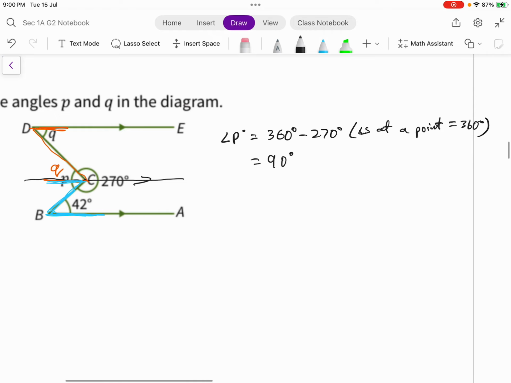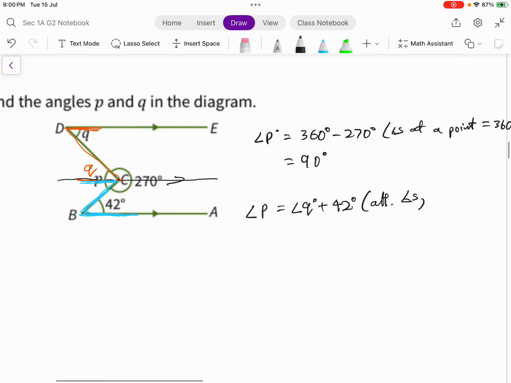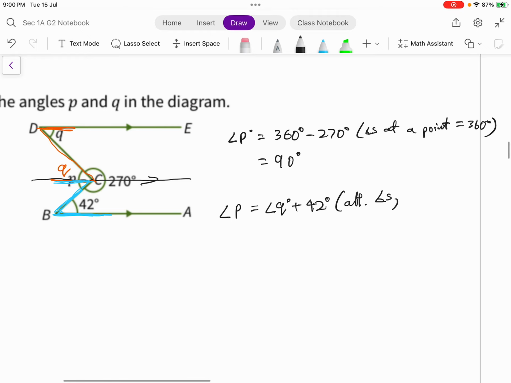Okay, so that's what I'm going to write. Because angle P equals to angle Q plus 42, right? And the reason is because they are both alternate angles. Why? And what is the parallel lines that I can use? Okay, now I'm going to, because I combine two equations together, right?